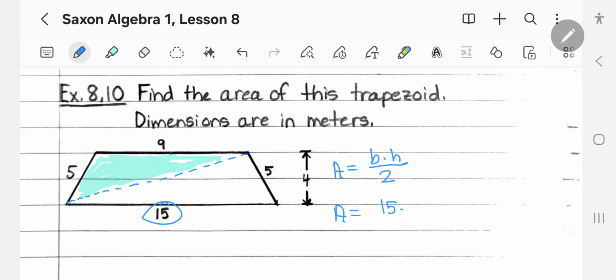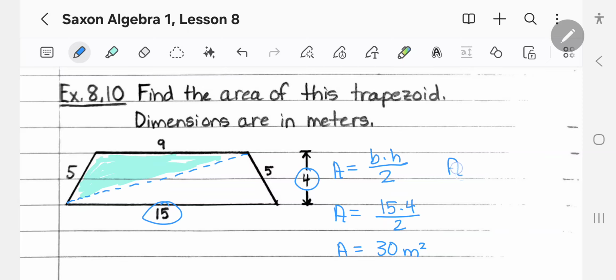Well, it has to be perpendicular to the base, so it can't be the 5 because that's slanted. It's going to be the 4. And then we're going to divide that by 2. 15 times 4 is 60, divided by 2 is 30. And again, this is square meters, okay?